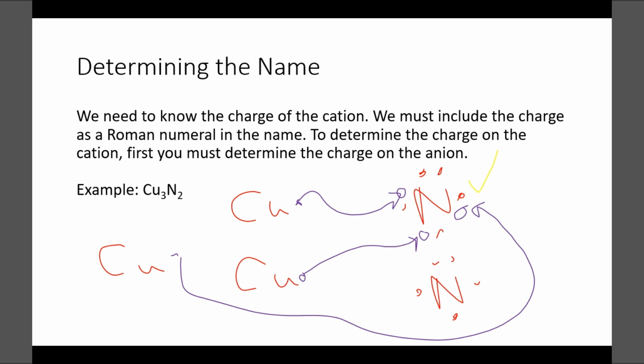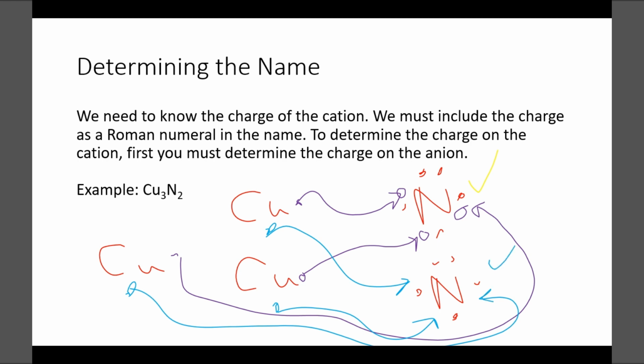That one's good to go. But down here, my other nitrogen still needs 3 more. So my 3 coppers did not have enough electrons to satisfy both nitrogens. So I'm going to give them each 1 more. And let's see if this works. Now these coppers can give their additional electron to nitrogen, and now this nitrogen also has a total of 8 electrons. So my coppers have given all of their electrons away. My nitrogens have gained a total of 8, so everything's good to go.